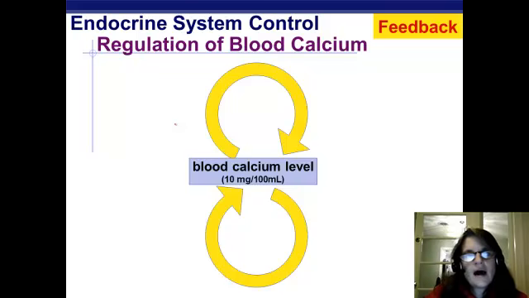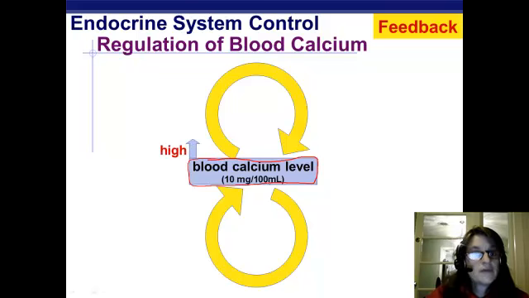Okay. Regulation of blood calcium is also important. We talked about the use of calcium in the nervous system with the release of neurotransmitters. Of course, you know calcium is important in making your bones and all of that. So we have to have the blood calcium level maintained at a particular level. We don't want too much. We don't want too little. 10 milligrams per 100 mLs of blood.